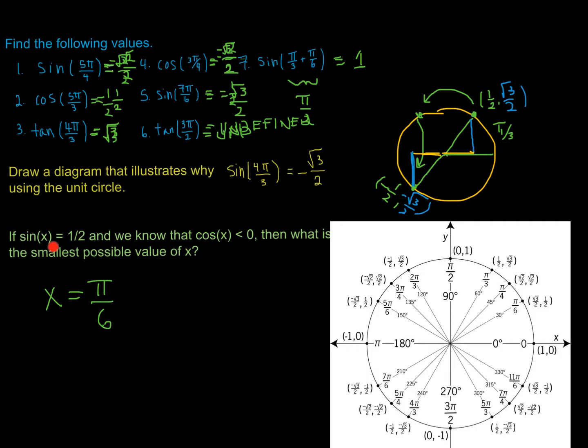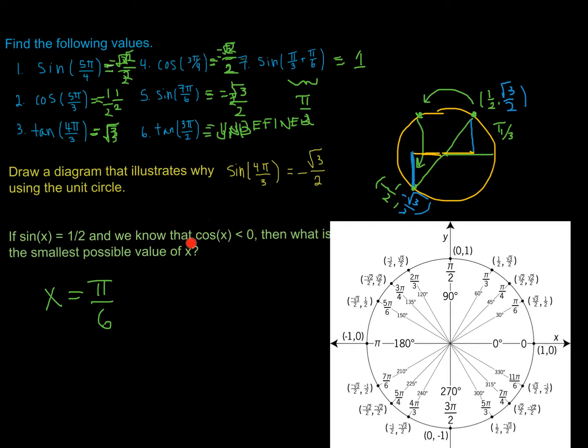Finally here, if sine of x is 1/2, and we know that cosine of x is less than 0, then what is the smallest possible value of x? So what I've done is I've written out the first x value for which sine of x is 1/2. If you think about going around here, the y value is going to be 1/2 for the first time at x equals pi over 6.